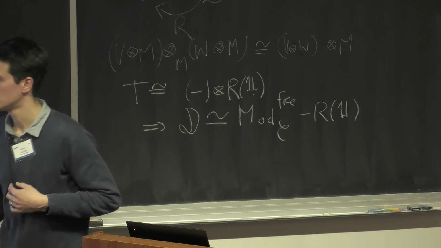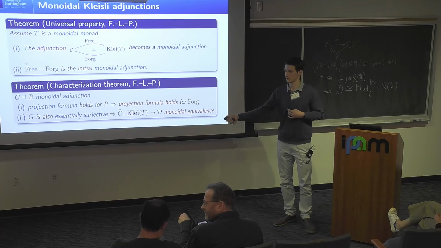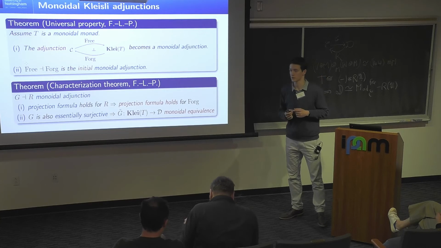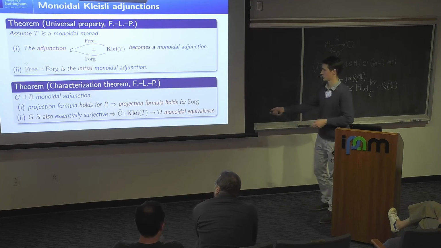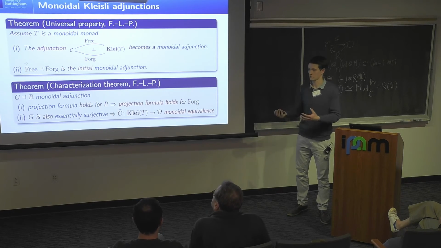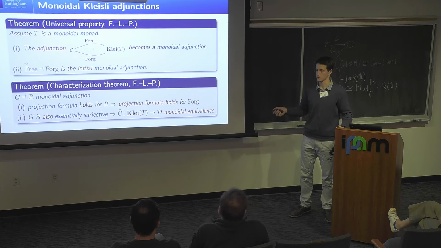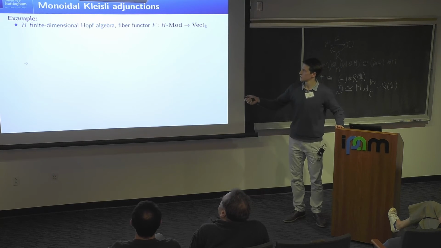In the essentially surjective case, and the projection formula also has to hold. So these are two assumptions, and those two assumptions then suffice. But this is not just the monoidal equivalence of monoidal categories. This is in some sense an equivalence of monoidal adjunctions, but that's a little bit more technical to formulate, I think. So now here's an example.